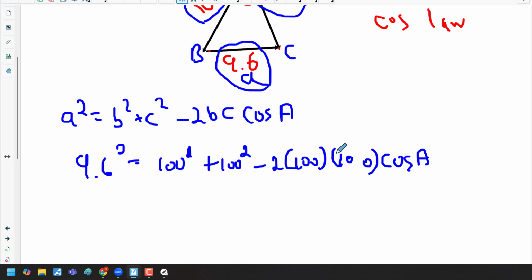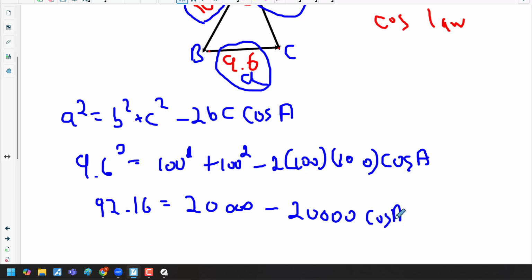All right, so this is just simple now. What is 9.6 squared? 92.16. That's 100 squared. That's 10,000, and obviously you have 10,000 plus 10,000. That's 20,000. Minus 2 times 100 times 100. So 100 times 100 times 2. That's 20,000.